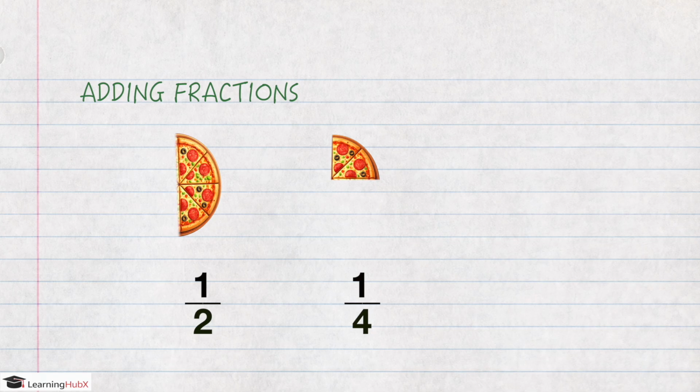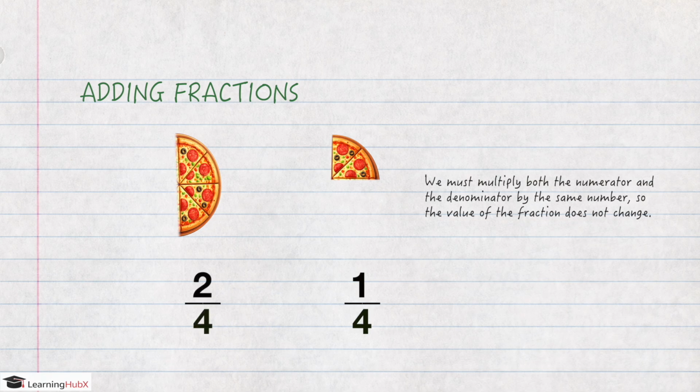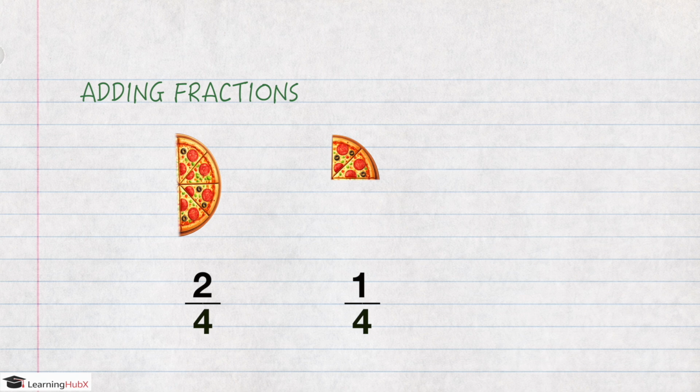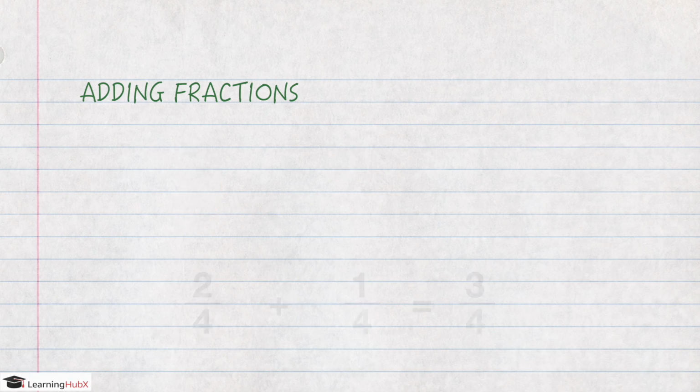To make the denominators the same, we need both denominators to become 4. Look at the first fraction, 1 over 2. We can multiply both the numerator and the denominator by 2. 1 times 2 equals 2. 2 times 2 equals 4. So 1 over 2 becomes 2 over 4. We must multiply both the numerator and the denominator by the same number, so the value of the fraction does not change. Now, to calculate how many pieces I ate in total, we simply add the numerators. 2 plus 1 equals 3. So I ate 3 over 4 of the whole pizza.